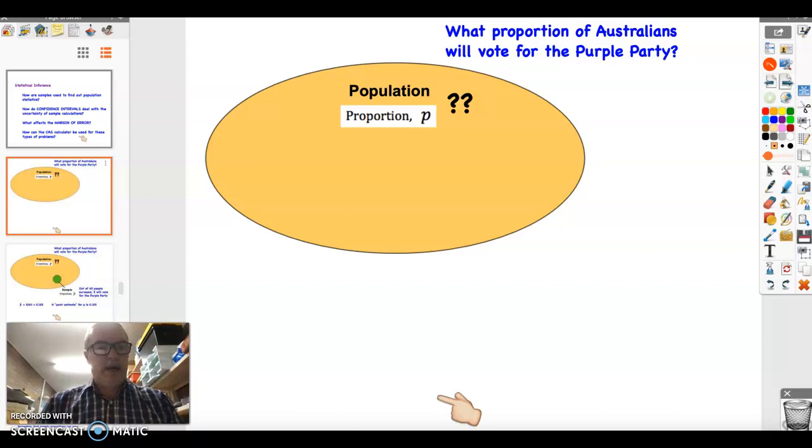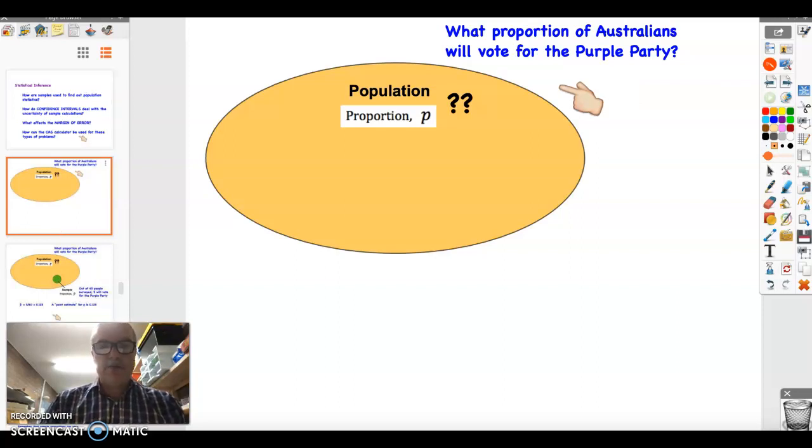So we've talked about populations and samples previously. In this example, let's say we're interested in the upcoming election. What proportion of Australians will vote for the Purple Party? So this is a very realistic type of example of where we would use this type of mathematics. So we're wondering about the value of the population proportion P. In our last lesson where we talked about this, this was actually a given constant. Today we're trying to take samples to find out this value.